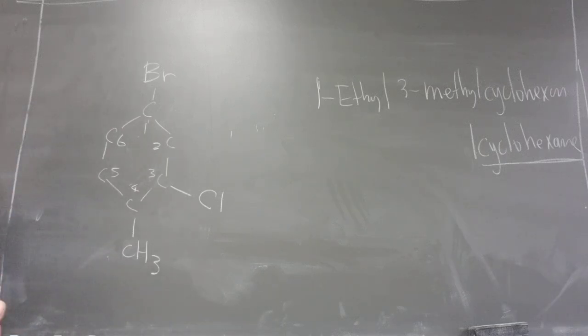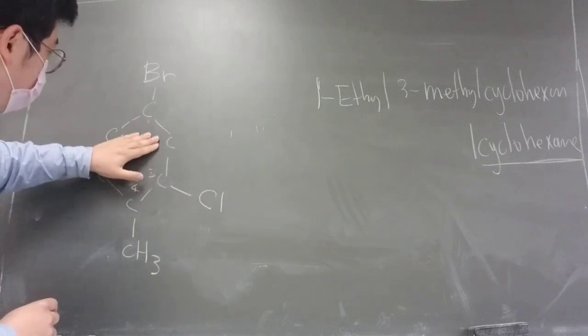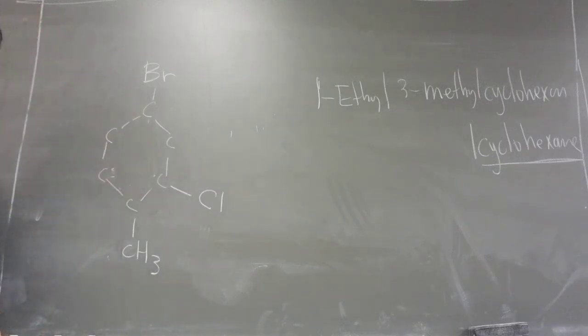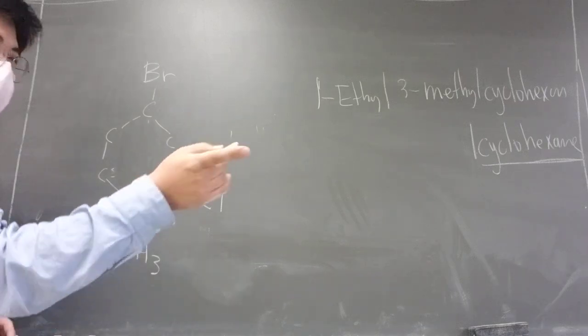Yeah, go ahead. So I know why we prioritize the bromo, but why wouldn't we do 1, 2, 4 instead of 1, 3, 4? Because if we start with the methyl group as 1 and go up 1, 2, 4, wouldn't that be lower? Or are we prioritizing because of alphabetical order? That's a good question. Thank you for that.